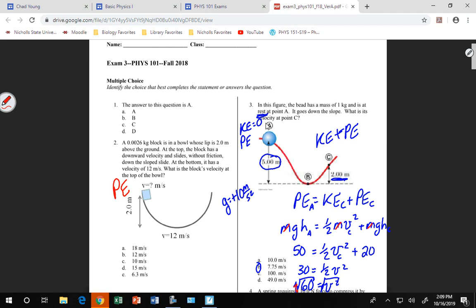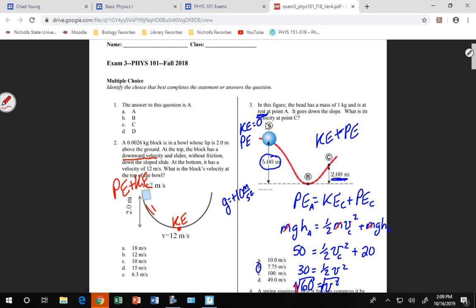You have to read the problem carefully. So it says at the top, the block has a downward velocity. Since it has a downward velocity, in fact, that's what we're looking for, it also has kinetic energy. And then at the bottom, where I know its speed, it only has kinetic energy, no potential energy. And we set those two equal to one another and solve for the velocity or the speed. At the bottom, it doesn't have potential energy. At the top and at rest, it doesn't have kinetic energy.